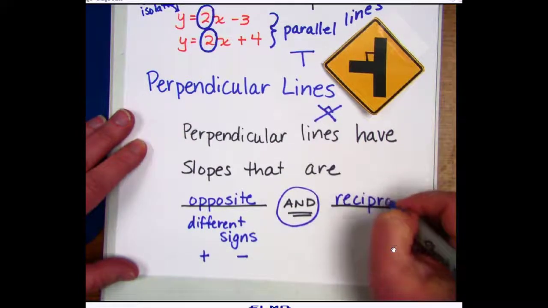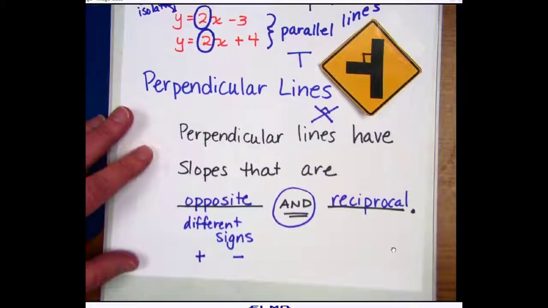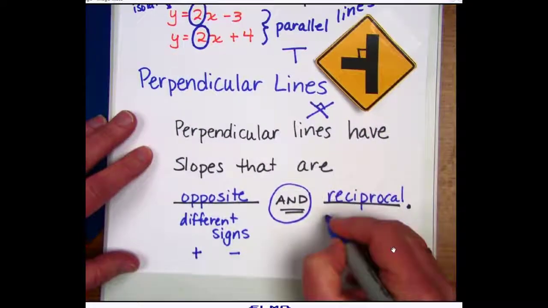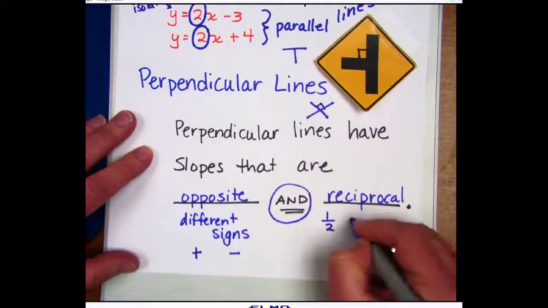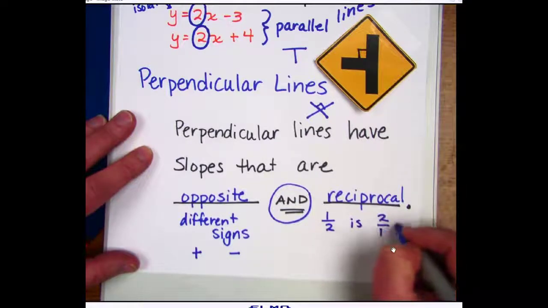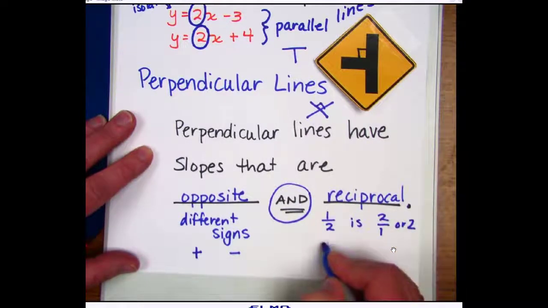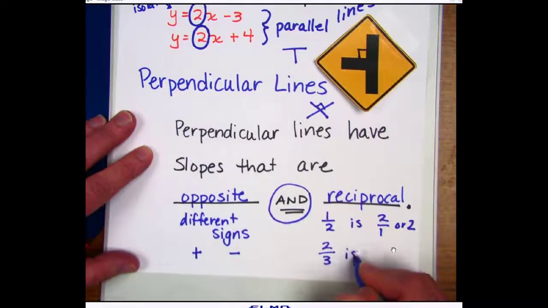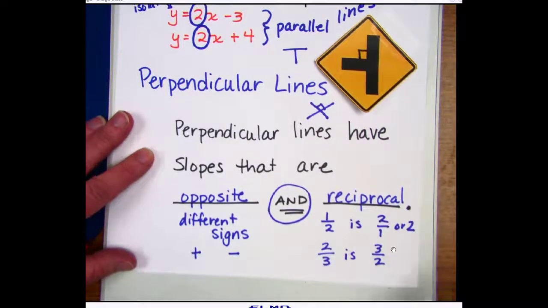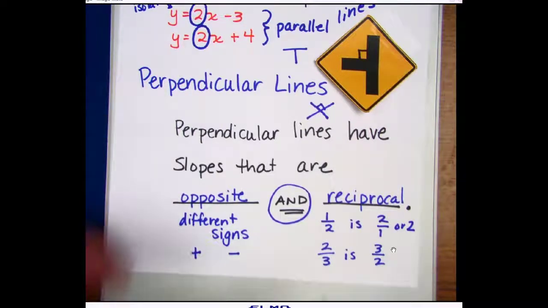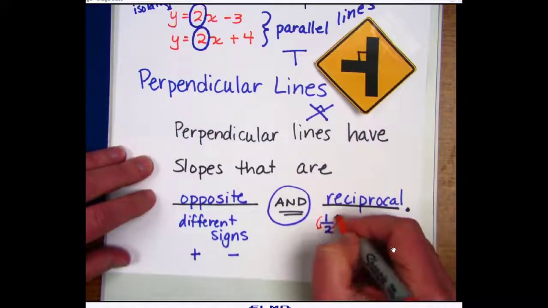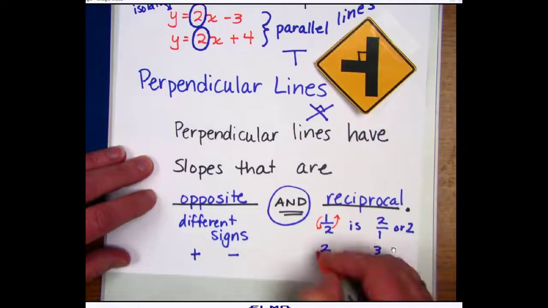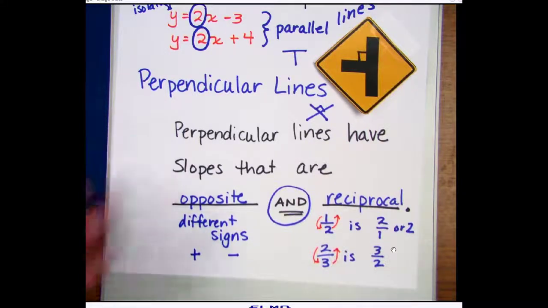Reciprocal. Now remember what a reciprocal is. It is the flip-flop. So the reciprocal of 1/2 is 2/1 or 2. The reciprocal of 2/3 is 3/2. Okay, so the flip-flop. The top to the bottom and the bottom to the top, doing the old flip-flop. Okay. Yes, I write all my own songs.